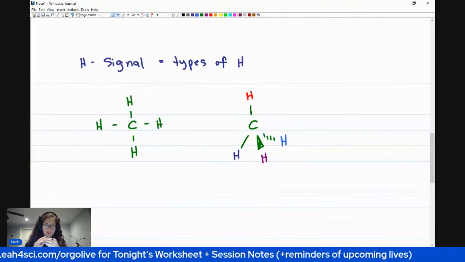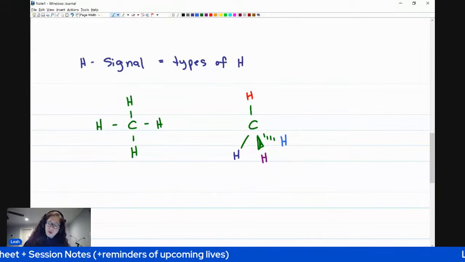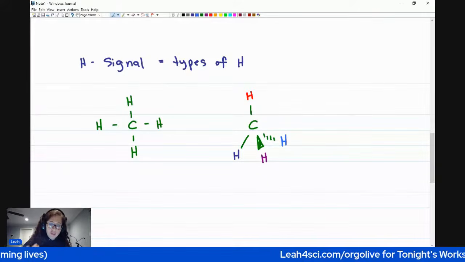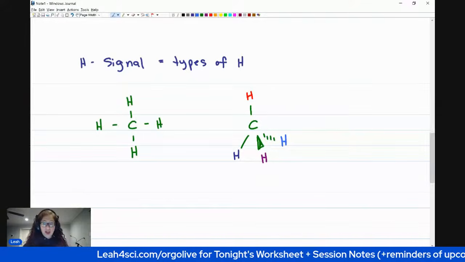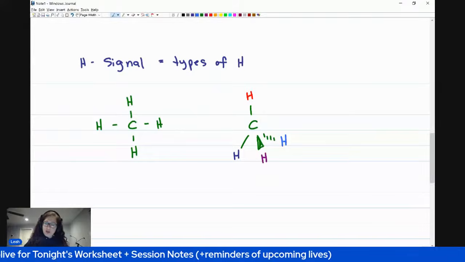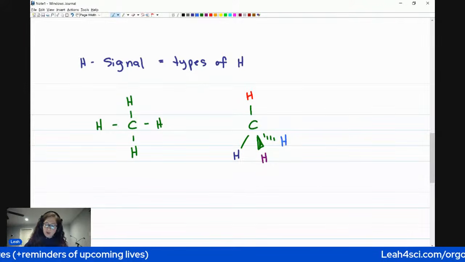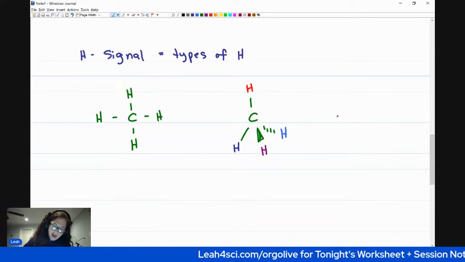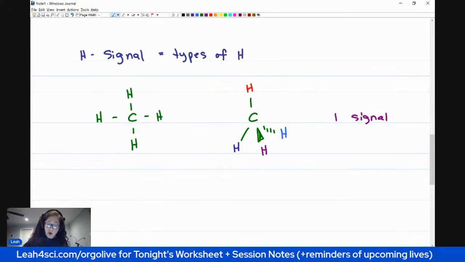So when you put this into a machine, and there are thousands and thousands of molecules spinning around, the question that we're looking to ask is how many types of hydrogen will the machine recognize and spit out a different signal? So if the hydrogens are the same, if I spin the molecule and I can no longer tell them apart, it's the same type of hydrogen. So with CH4, they're all exactly the same. I have one hydrogen type, which, as we'll see after, translates to one signal on an H-NMR graph.